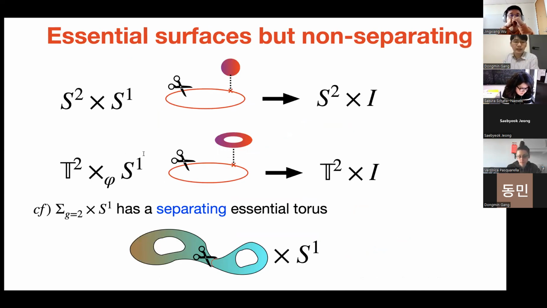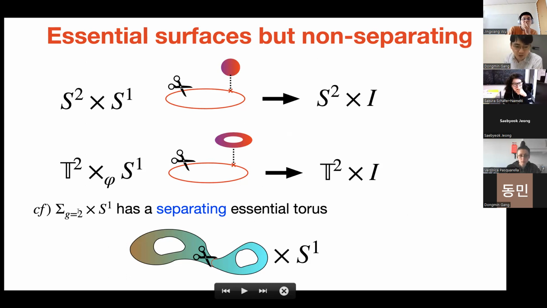For example, S2 times S1 is a three-manifold which has an essential sphere, but it is non-separating. If we cannot cut along it, it does not divide into two three-manifolds, but gives just one. So this is an essential sphere which is non-separating. And this torus bundle is also an example of a three-manifold which has an essential torus, but it is non-separating. So it's not separating.